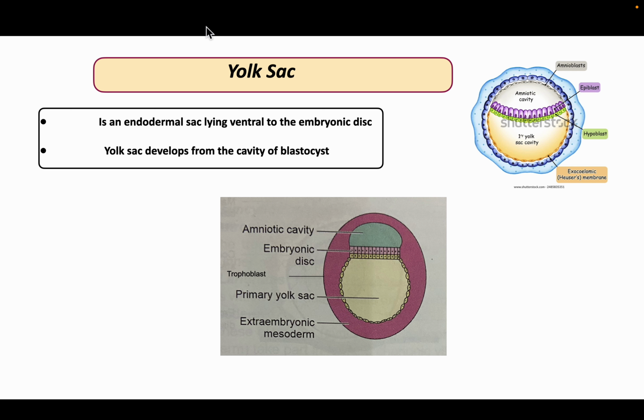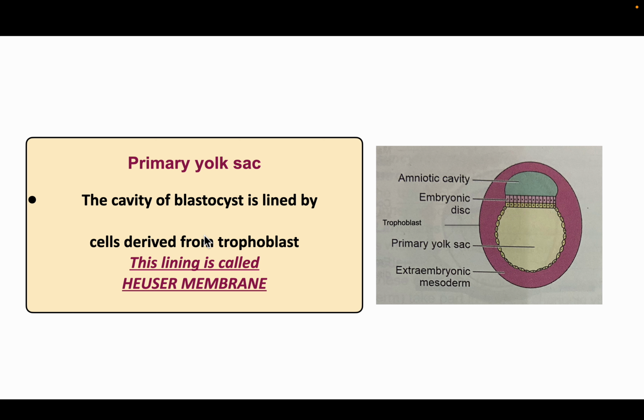The yolk sac develops from the cavity of the blastocyst. You can see in this diagram, this is the amniotic cavity, this is the yolk sac. This is ectoderm, this is endoderm, or epiblast and hypoblast. This is the trophoblast layer. Now in this case, it is lined by cells derived from the trophoblast. So the cavity of the blastocyst is now called the primary yolk sac because it is lined by Heuser's membrane. This Heuser's membrane is basically made up of cells derived from the trophoblast.